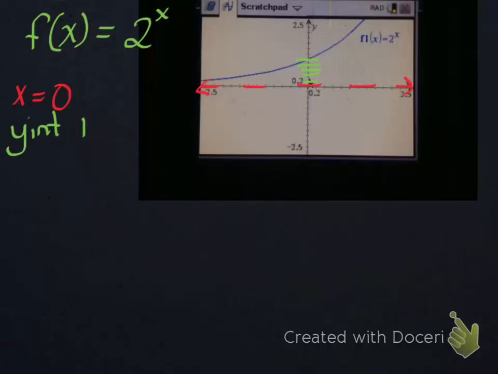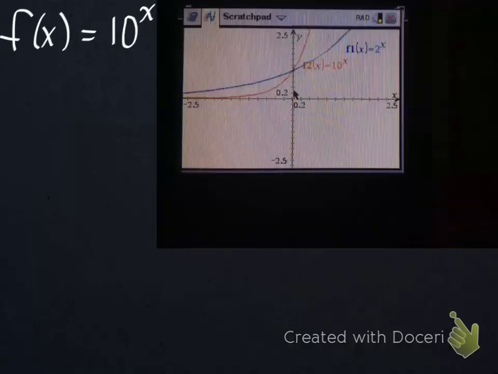We're going to leave this graphed, but we're going to do another one. I want you to graph f of x equals 10 to the x. Before you graph it, what do you think is going to be different about this graph? Something you think might happen? Any guesses? The slope, you think, is going to be different? You think maybe the y-intercept is going to change? Let's find out.